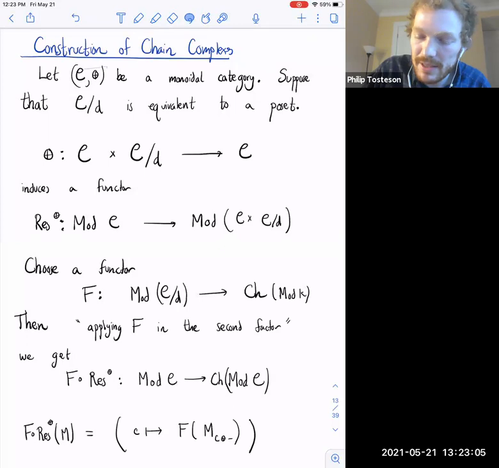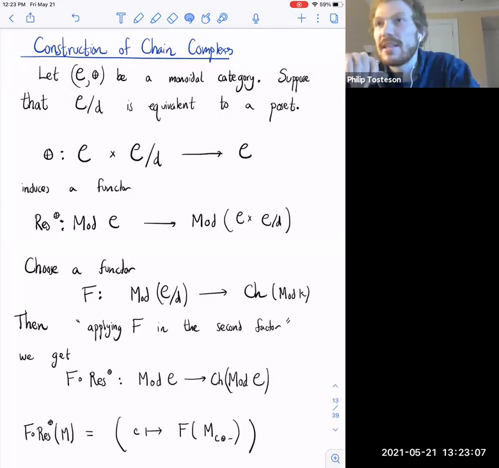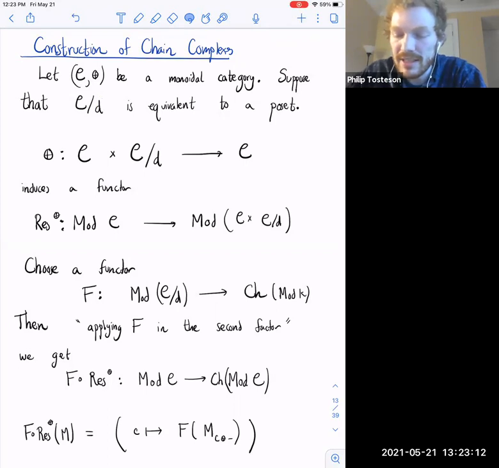The setup is, suppose that C with the monoidal product plus is a monoidal category, and suppose that we have some object D in C such that C over D is equivalent to a poset. Then the monoidal structure means that we can get a functor from C times C over D to C, which is just exactly what you think it is: summing using the monoidal structure. And what this does is it induces a functor by restriction from C modules to mod C times C over D.